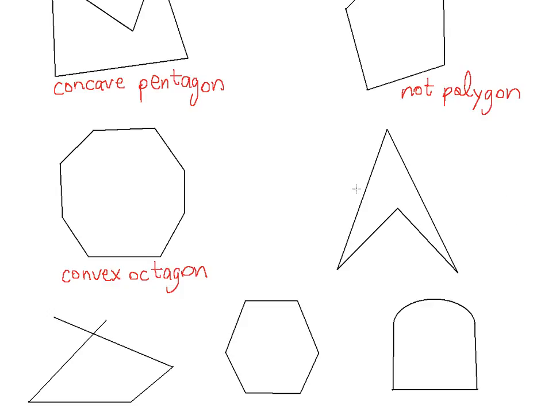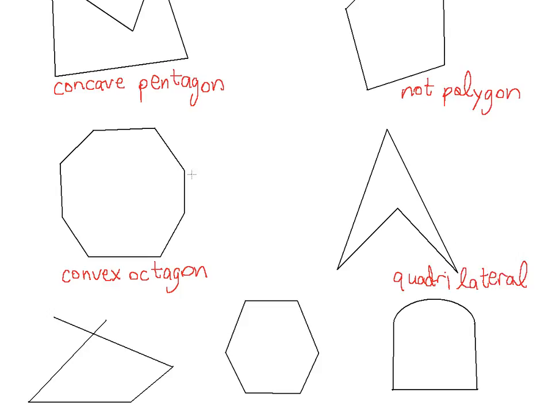Okay. Let's take a look at this one. This one is actually going to be a polygon as well. It's a closed figure made up of line segments that connect at the endpoints. So we can go ahead and count the sides. 1, 2, 3, 4. A 4-sided polygon is called a quadrilateral.